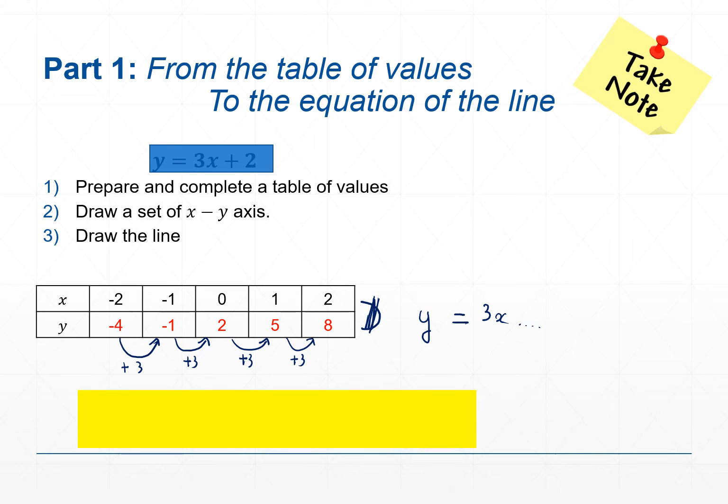Okay? But it's not just 3x, because otherwise, when x is 0, y would be 3 times 0, which is 0. So we're missing something, because that's not right. You're missing the second part. And the second part of the equation is actually the value of y when x is 0. So it goes up in 3s, therefore we have 3x. Yes, but when x is 0, we start at 2. So what we're going to do is 3x add 2.